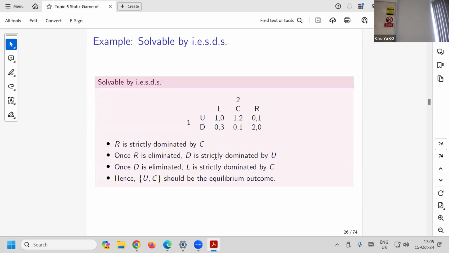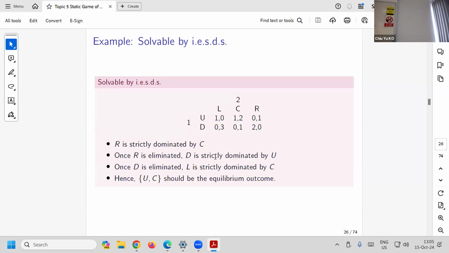Usually most games can't be solved like this, but there's some small games you can solve. Okay, how do you solve this problem? Look at player one and player two. Player one has strategies U and D, and player two has strategies L, C, and R. There are six pairs of payoffs.